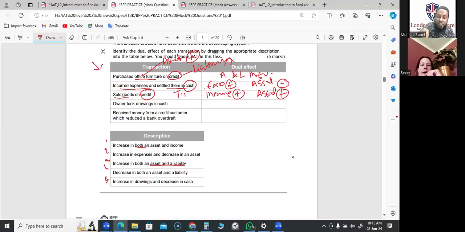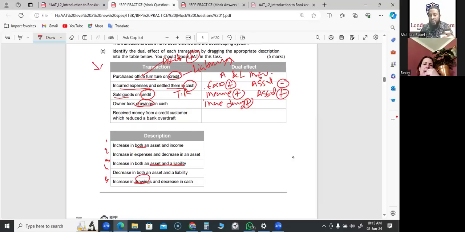TR is your asset. Owner took goods, or not goods, sorry, cash. Owner took drawings in cash. So basically increase in the drawings, we call it. Increase in drawings. That is the answer here because they gave you drawings somewhere. Yeah, there you go. Drawings. And your cash going. Yeah, in the options, we have drawings.